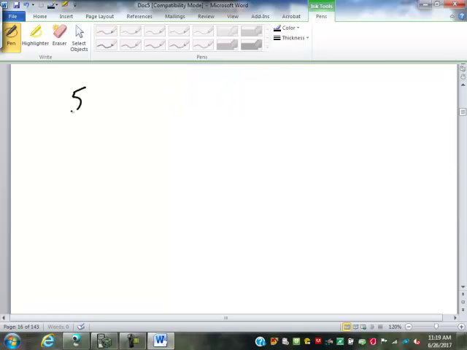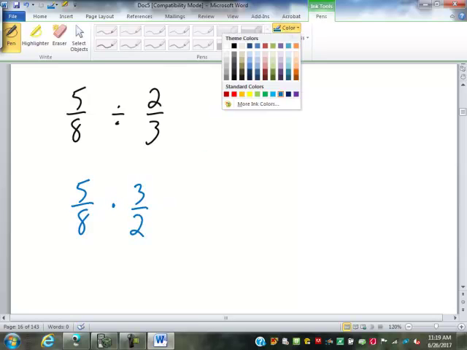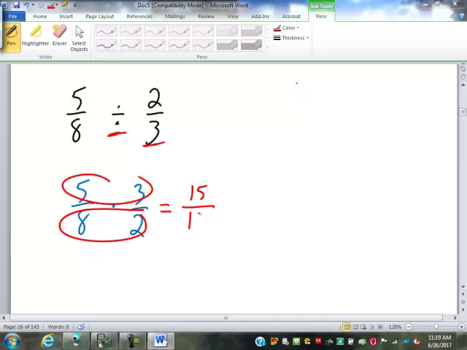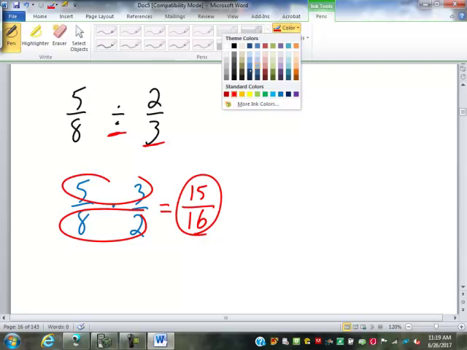So if I have 5/8 divided by 2/3, what's that going to become? 5/8 times 3/2. Remember, the division operates on the number that comes after it. So what do we get? 5 times 3 is 15, and 8 times 2 is 16. So 15 sixteenths.